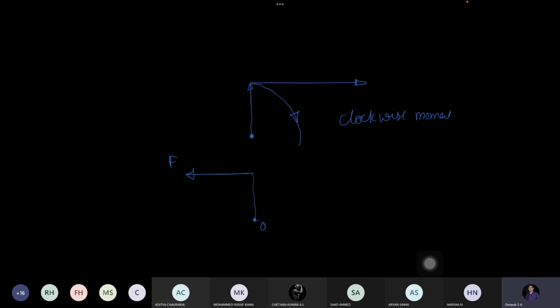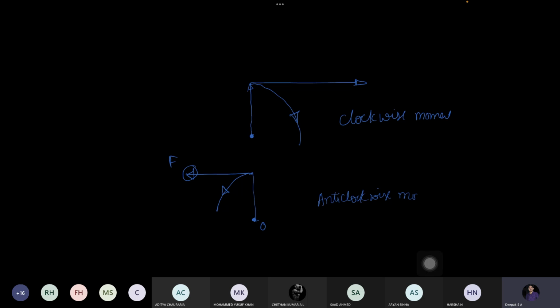Anti-clockwise. So you simply use this method. Take a compass with this as center and this as radius. You rotate in this direction, along the direction of the force. If you rotate, you check whether it makes an anti-clockwise or clockwise direction. So it will be anti-clockwise direction. So this is very important.